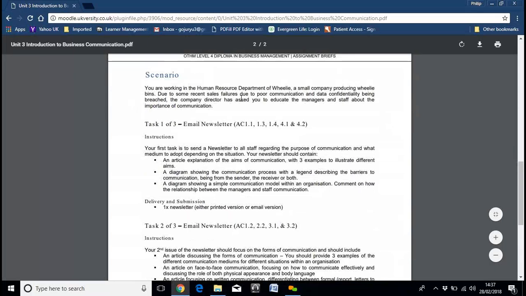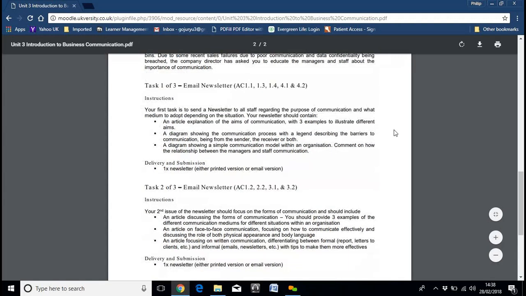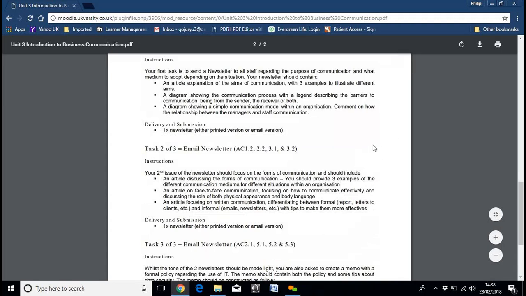You're working in a human resource department of Wheelie, a small company producing wheelie bins. Due to some recent sales figures, due to poor communication and data confidentiality being breached, the company director has asked you to educate the managers and staff about the importance of communication. So your first task is to send a newsletter to all staff regarding the purpose of communication and what medium to adopt depending on the situation. Your newsletter should contain an article explanation of the aims of communication with 3 examples to illustrate different aims.